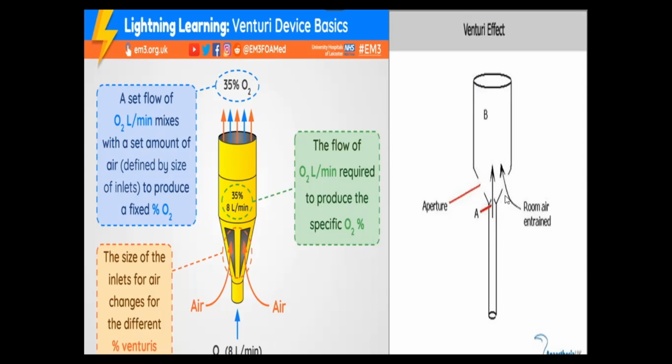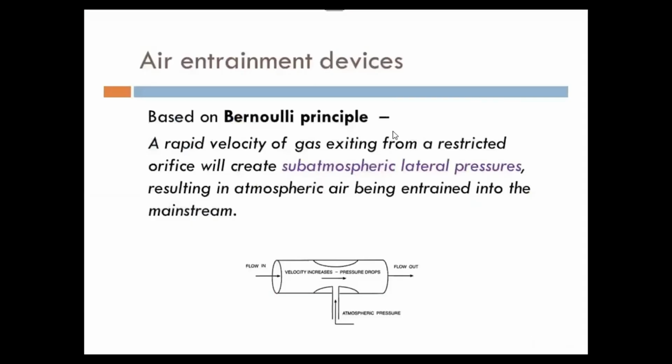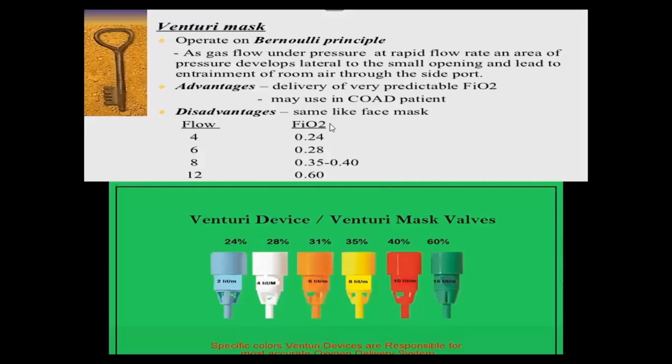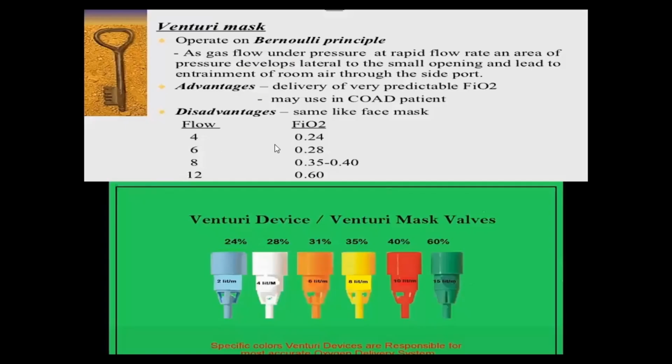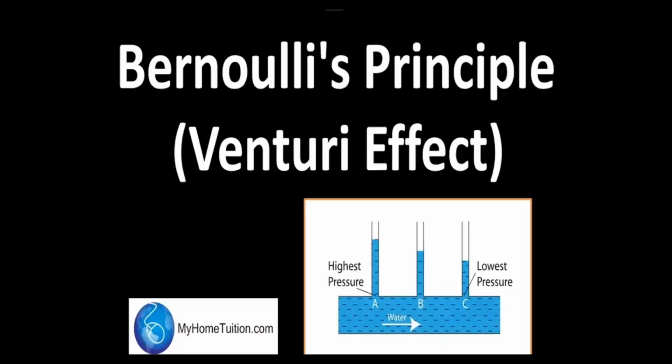Oxygen goes from here, room air entrains because of the pressure drop secondary to the Bernoulli principle. Air with high velocity going through a constricted orifice will cause a pressure drop, causing a vacuum effect, entraining the air from the environment. That's just a repetition of everything. Okay. So based on that, you can get your percentage of oxygen, FiO2. Okay, that's about the Bernoulli principle.